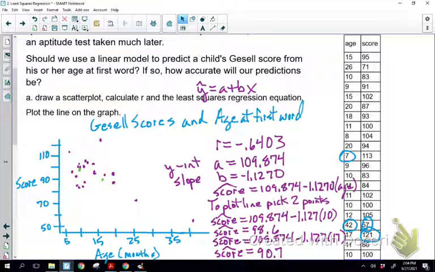And connect the dots. All right, that's how to plot a line and use the least square regression equation right there.